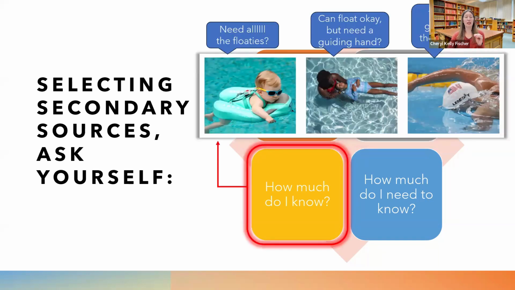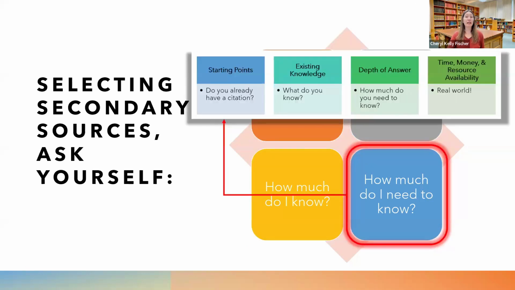So the next question I like to ask is, what's the depth that you need? Are you still at the floaties stage, which I like to think of as the Calger or the Witkin, the legal encyclopedia stage? Or are you now at this middle stage, which is more for treatises? And then finally, the last question is where your research plan comes into it, where you're thinking about your starting points, your existing knowledge, the depth of the answer. That's how much you need to know when you're looking for this secondary source.